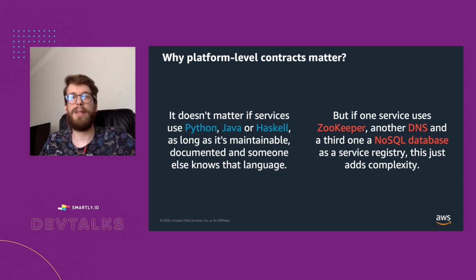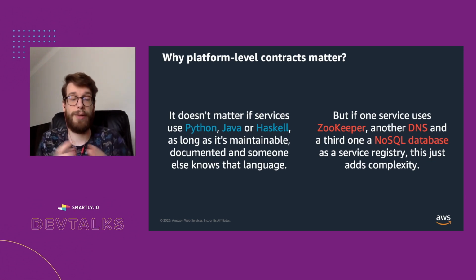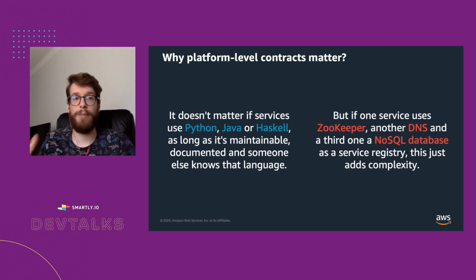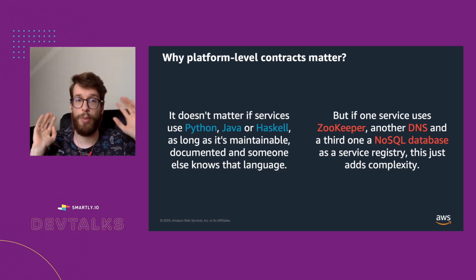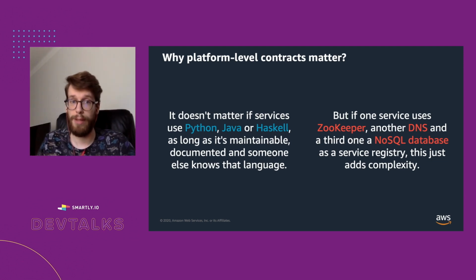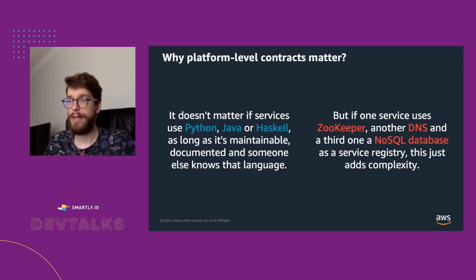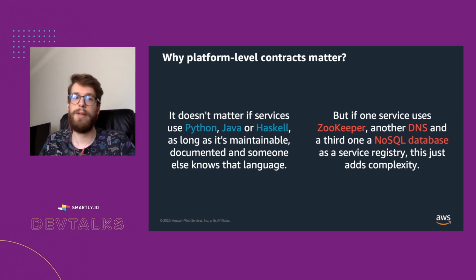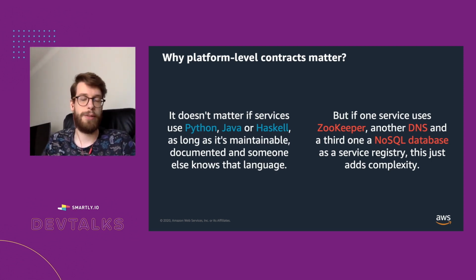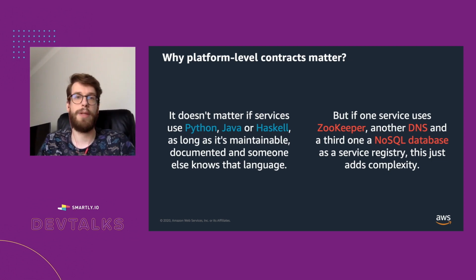Well, if you think about it, it doesn't really matter if services are using languages like Python, Java, Haskell, as long as it's maintainable, well documented, and someone else in the company knows that language. Because if you made a microservice in Haskell and you're the only one in the company that has Haskell and you are leaving one day, what do we do now? Do we hire someone who knows Haskell? Do we rewrite it? We need to understand what it does. It might be a tricky situation. So there's still some restriction here, but it doesn't matter in the bigger scheme of things.